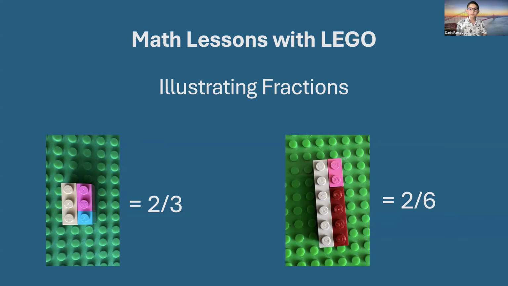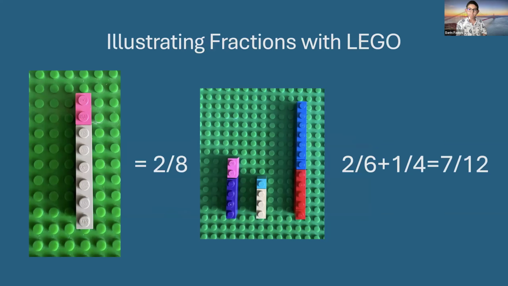Fractions become much easier to understand when we can see them visually. In this example, Lego bricks show parts of a whole. The first model represents 2 out of 3 equal parts, or 2/3. The second model represents 2 out of 6 equal parts, or 2/6. Students can move the bricks and quickly see how fractions work.